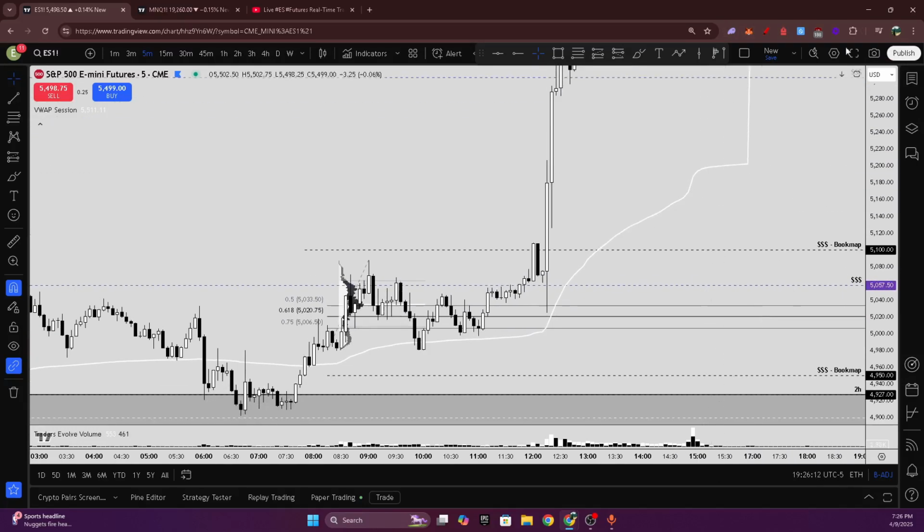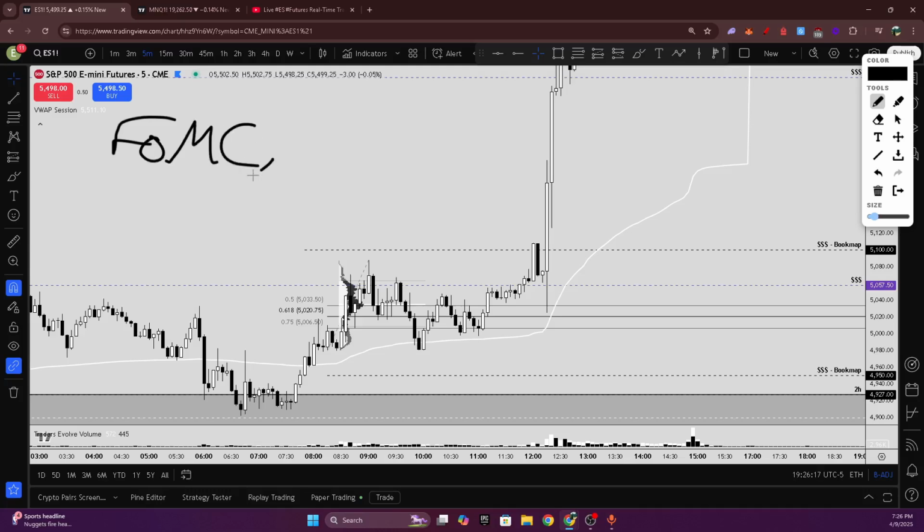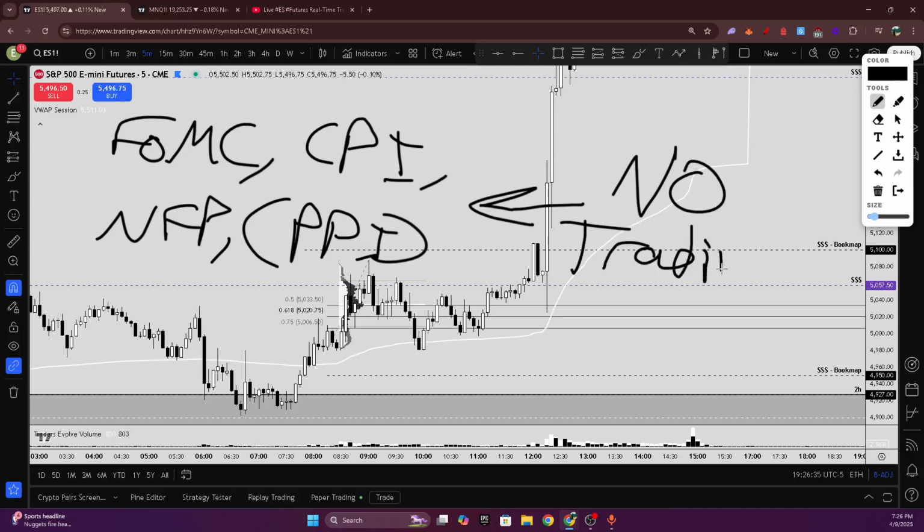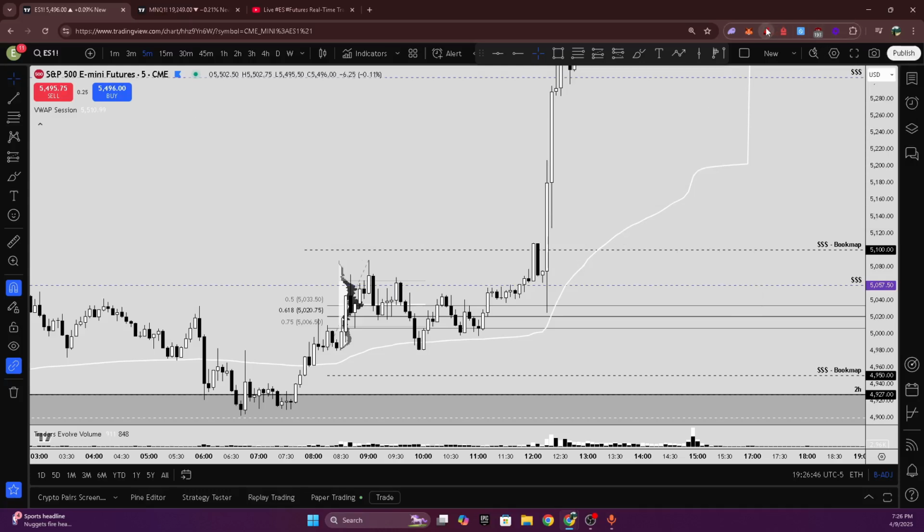It's not typical for me to trade on FOMC, CPI, NFP, and maybe PPI. These are all days where you should not be taking any trades, especially if you are a price action or order flow trader like myself, because price action and order flow can be very difficult to comprehend on days like the news events which I've just mentioned.